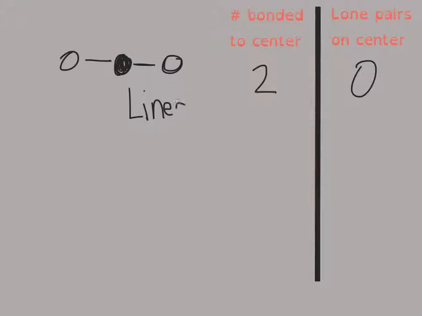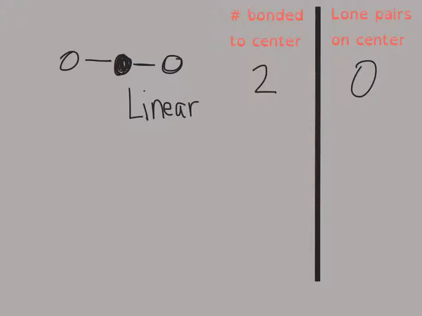Okay, so the first shape that we can have will have two things bonded to the center and no lone pairs. And what this looks like is that you will have a central atom with a bond on the left and a bond on the right. And as you can see in this crude drawing, it is in the shape of a straight line. So this one is called linear.